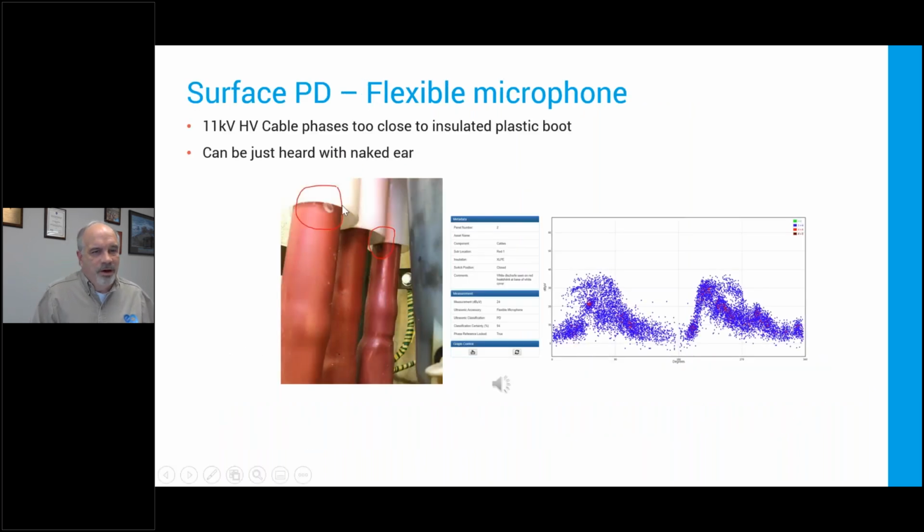So here's an example of some PD. This white spot here is an indication these plastic boots were not called for by the manufacturer, and they added it. You can see a nice phase resolve plot. I've got two groupings of energy, half a cycle apart, and they're 20 times, 100 times worse than the periods in between. Clearly PD.